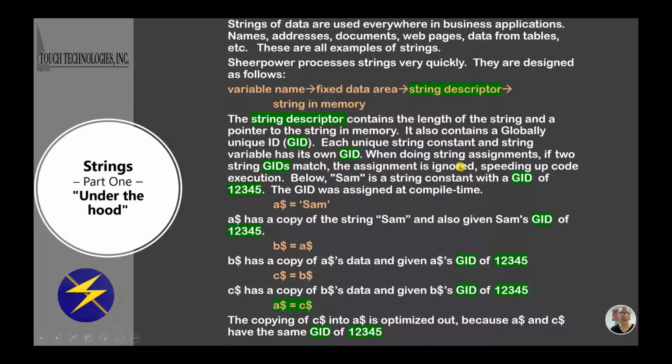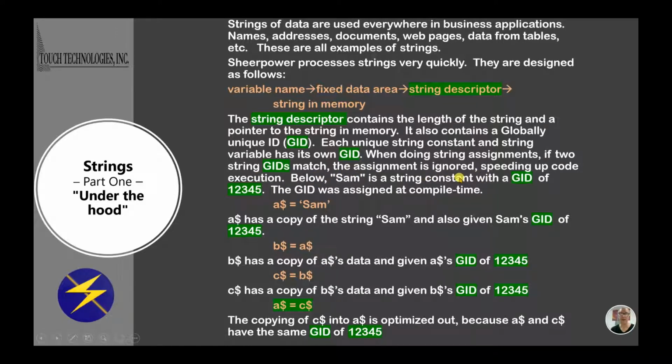Now, these two strings you're comparing are most likely in different locations in memory, but their GIDs are identical, which means that the string data they represent is identical. You can kind of think of it as a string hash, but it's not a hash, it's a unique identifier. If two string GIDs match, the assignments can be ignored. This speeds up code execution a lot because avoiding string manipulation is much faster than doing it.